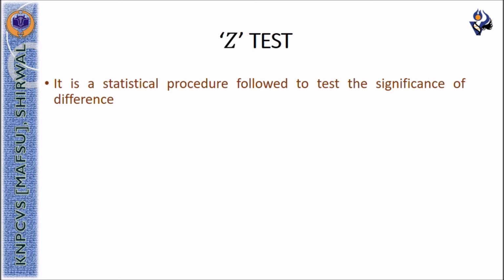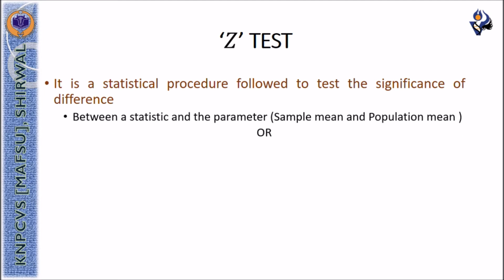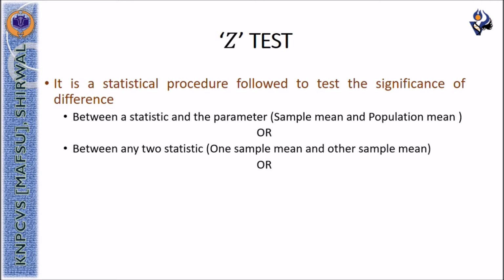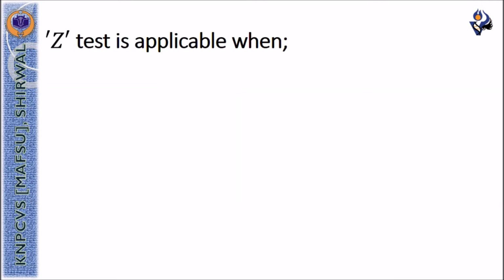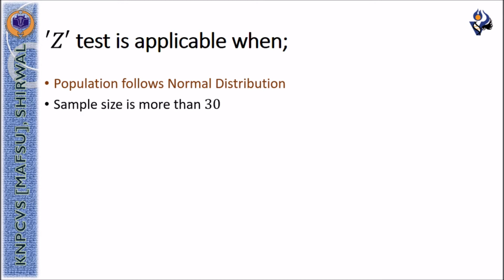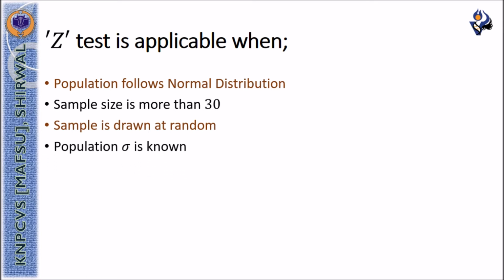Z-test is a statistical procedure which is conducted to test the significance of the difference between a statistic and the parameter, or between any two statistics, or between the two proportions. Z-test is applicable when the population follows normal distribution, when the sample size is more than 30, sample is drawn at random, and population standard deviation is known.